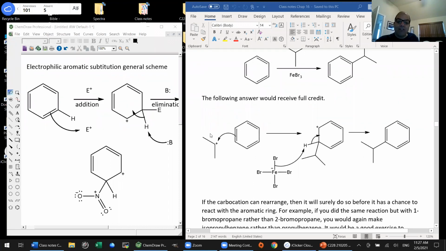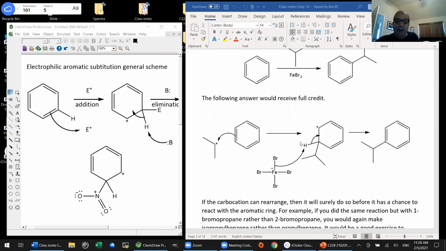You're going to form the isopropyl cation. That's now not going to rearrange. It's only secondary, but there's no way to get a tertiary carbocation. And if it rearranged, you'd only get a primary carbocation, which is worse. So that's going to be configurationally stable for us.